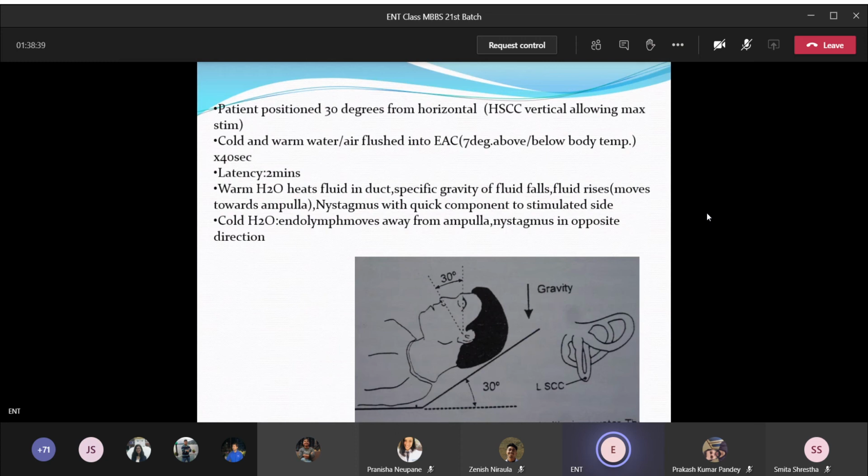The cold water will be 7 degrees below the body temperature and warm water will be 7 degrees above the body temperature, and it is flushed for 40 seconds and the latency is 2 minutes. So what we elicit is, warm water hits the fluid in the semicircular duct. The specific gravity of fluid falls. As a result, the fluid rises, that is moved towards the ampulla. So it results in nystagmus with quick component towards the stimulated side. Whereas in case of cold water, the endolymph moves away from the ampulla and produces nystagmus in the opposite direction.